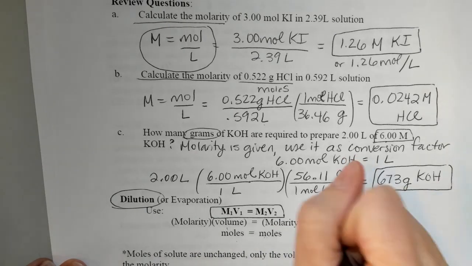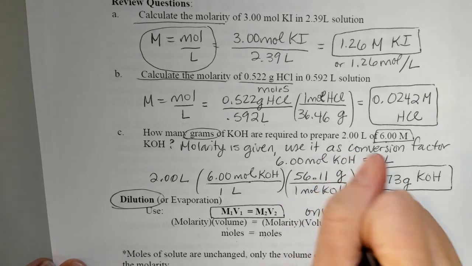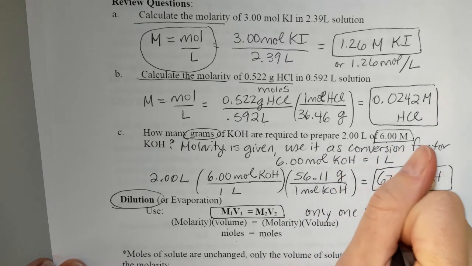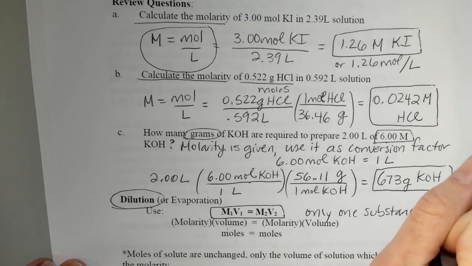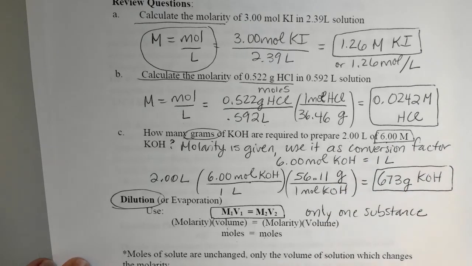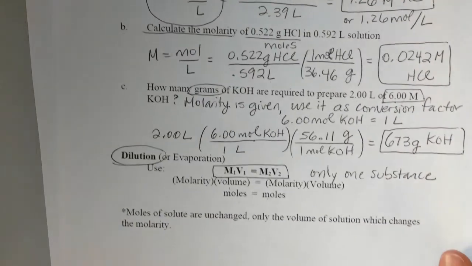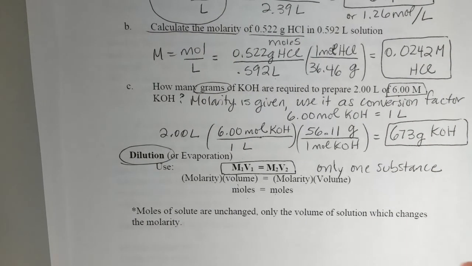And what you look for to know that it's dilution is there's only going to be one substance in the question. We're not doing any kind of chemical reaction. We're just changing the concentration of the hydrochloric acid, for example, by adding water to it. All right. So on the next page, we have an example that we can look at.